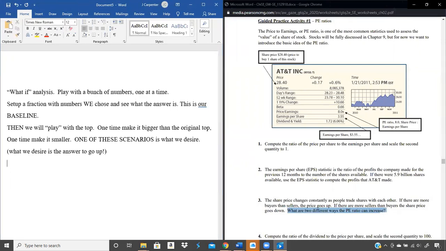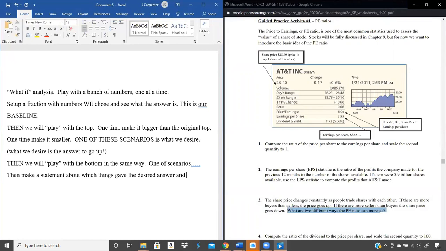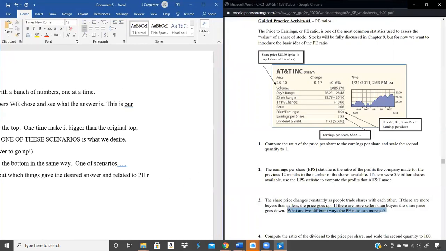Okay, so that's scenario A. Scenario B, we'll play the same way. And one of the scenarios is what we desire, to make the whole thing go up. Then make a statement about which things gave the desired answer and relate to PE ratio.